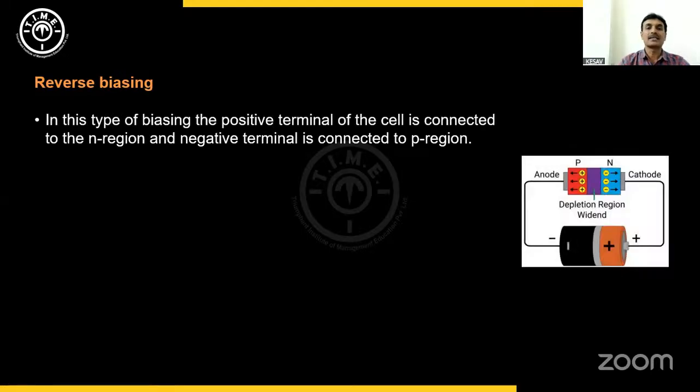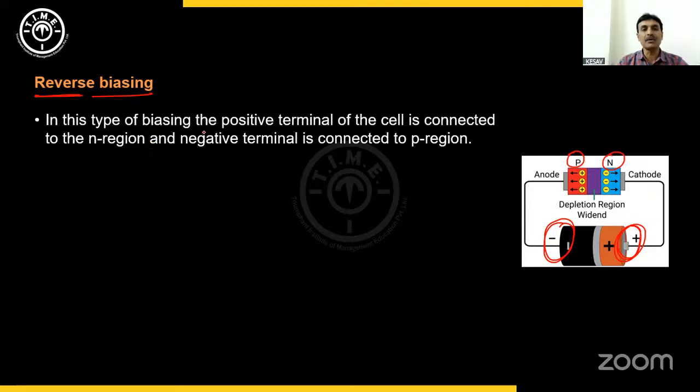Now coming to reverse biasing, the title itself indicates what it is. If the positive terminal of the battery is connected to the N side of the diode and the negative terminal of the cell is connected to the P side, the positive side of the diode, then it is called reverse bias. That's what is shown here. The negative terminal of the battery is connected to P of the diode and the positive terminal of the battery is connected to N of the diode. Connected in reverse order, right? That is reverse biasing.